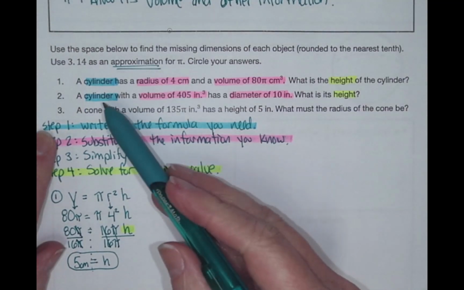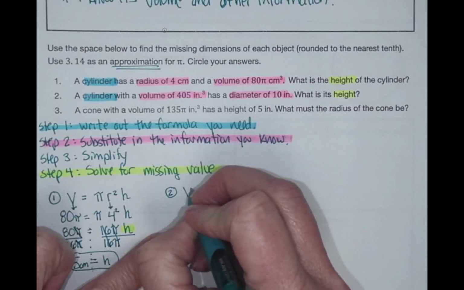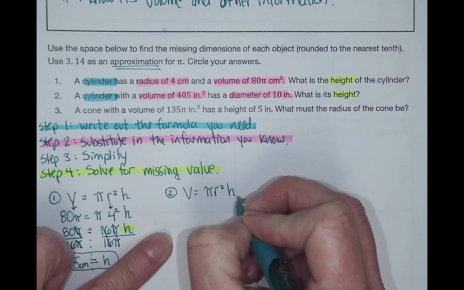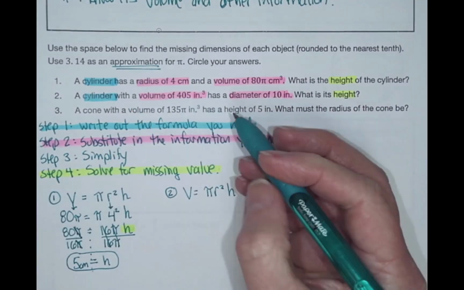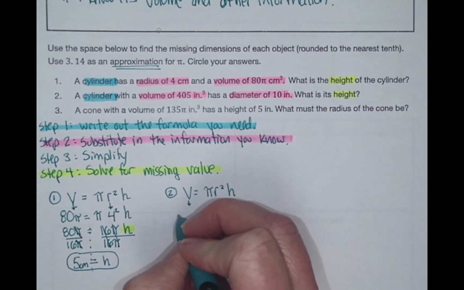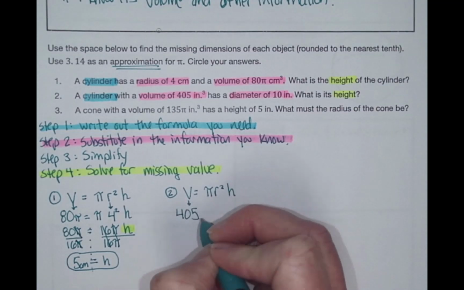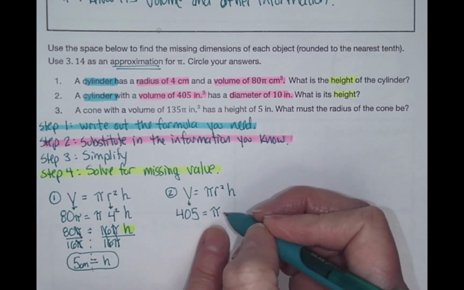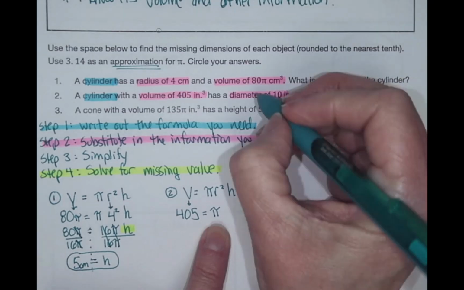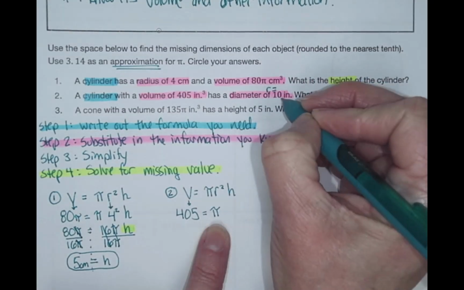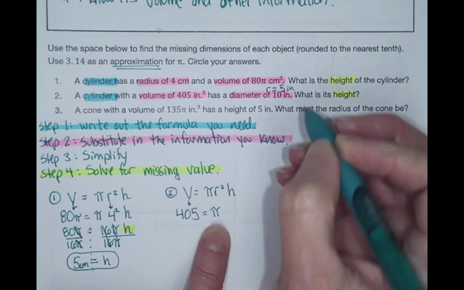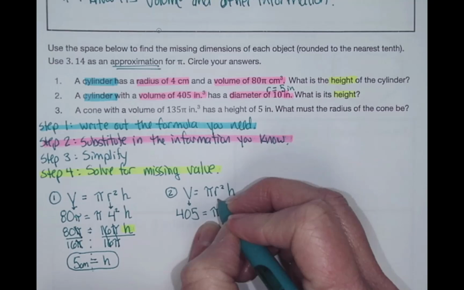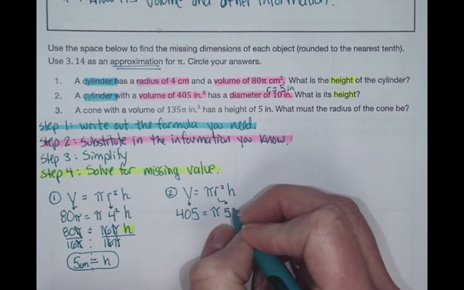I'm going to start by writing out the formula I need. This is a cylinder again. Volume is equal to pi r squared times the height. The volume is 405. I'll put that right here by the volume. No pi this time. And pi times the radius is 5 inches. If they give you the diameter, don't use the diameter when you need the radius. So the radius is 5. Don't forget to square it.